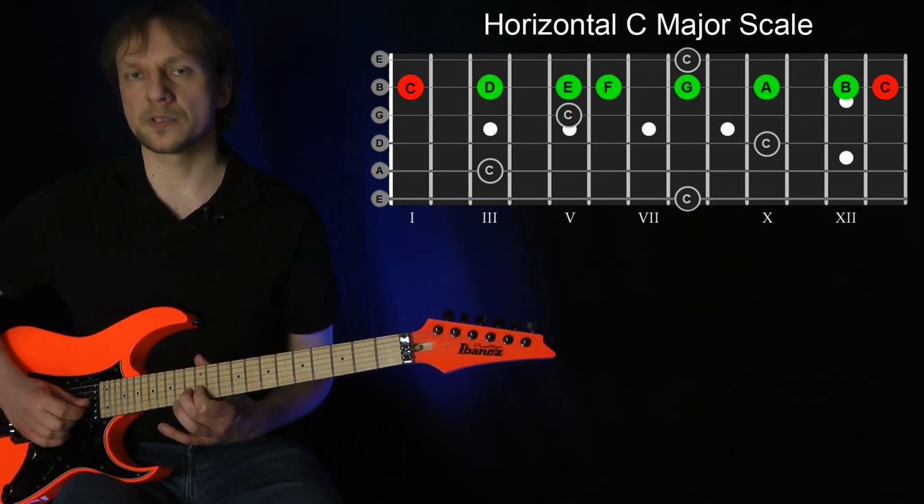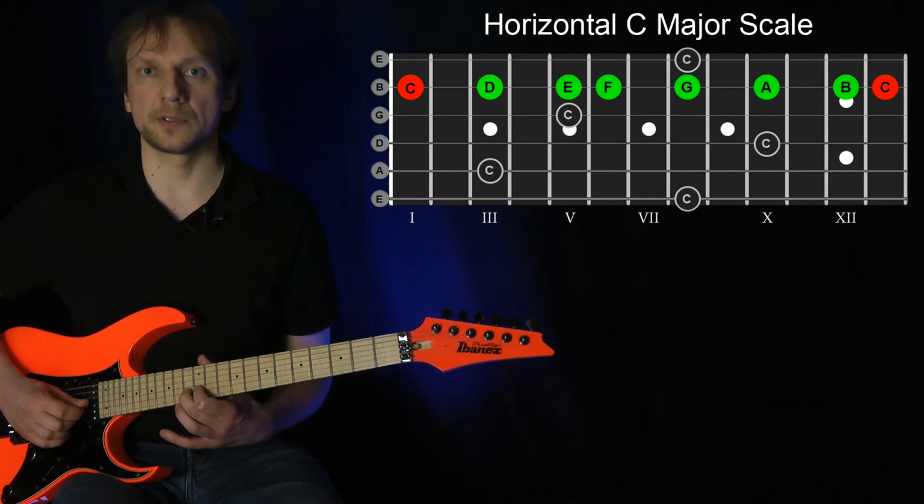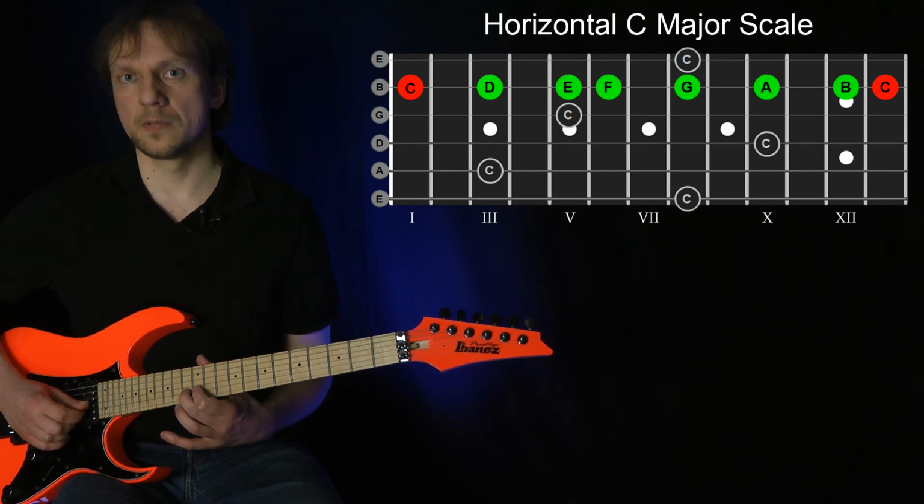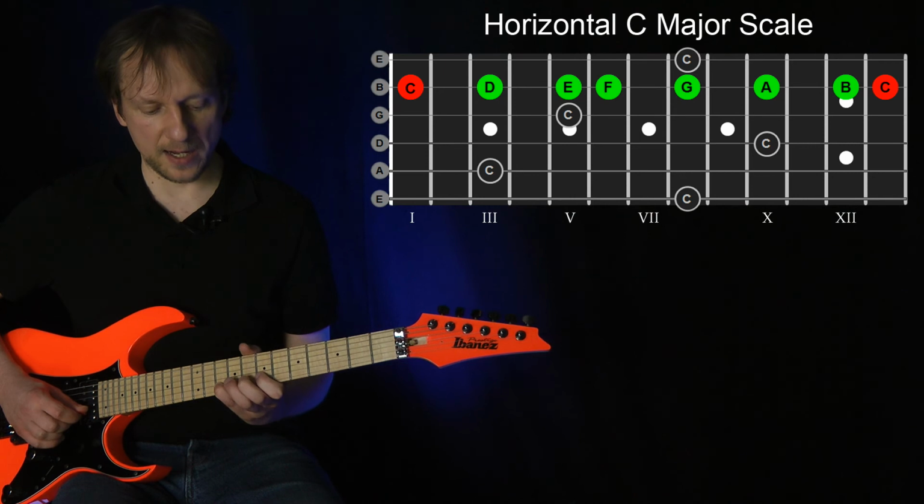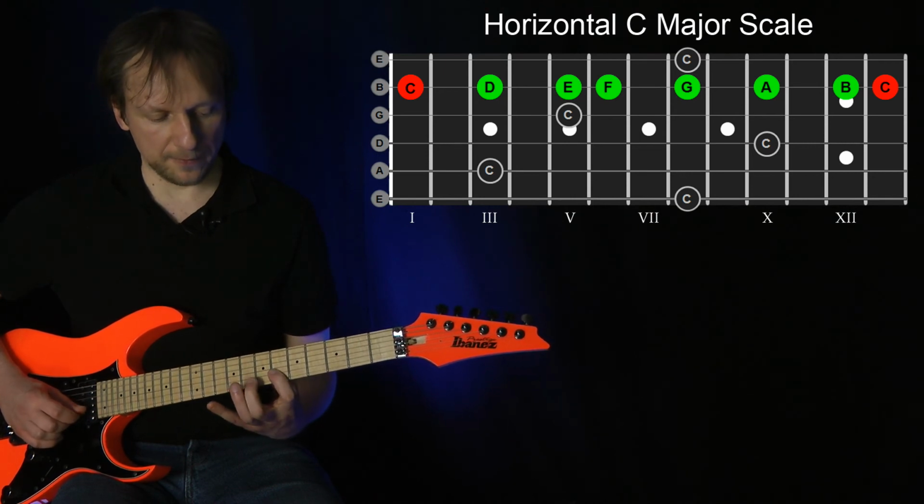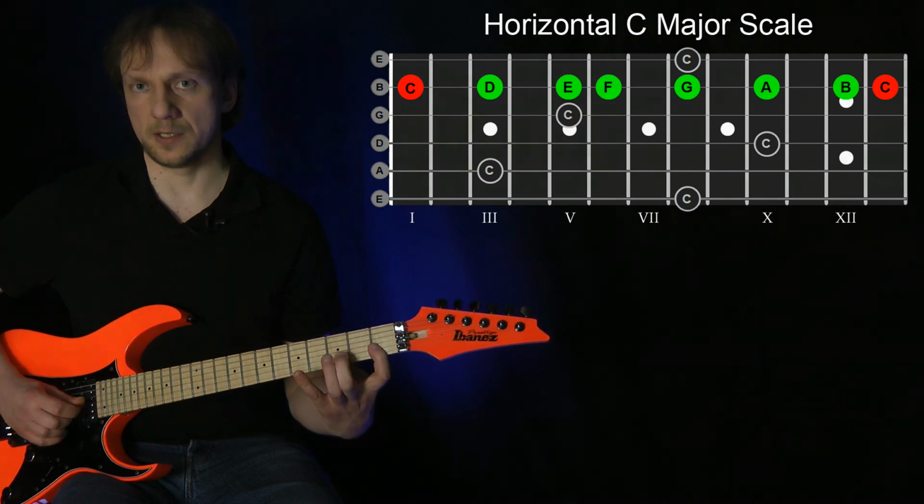Now reverse the movement and play the notes back towards the bottom of the scale. C, B, position shift, A, G, F, another position shift, E, D, and C.